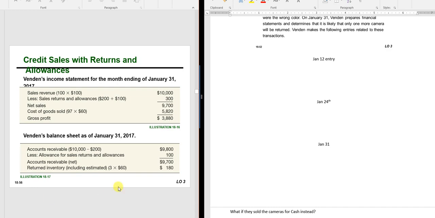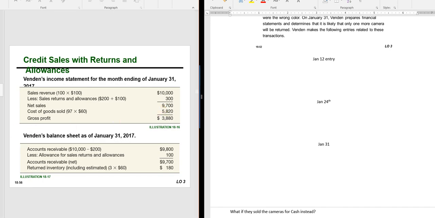I already talked about this: the sales returns and allowances is net of sales. So I had 200 before, but I added another 100. So this is what our income statement is. I have 9,700 of net sales minus my cost of goods sold.